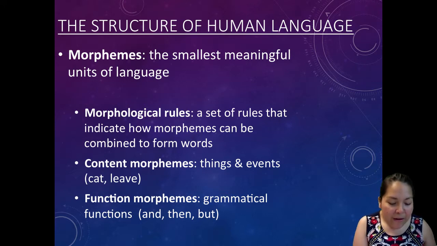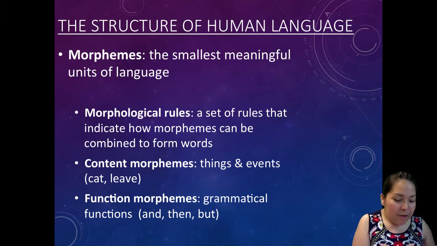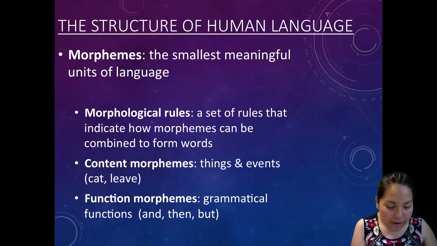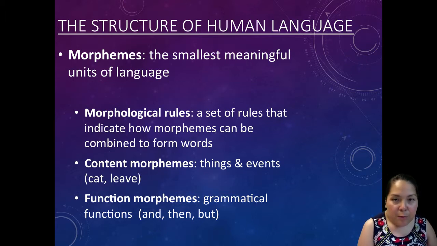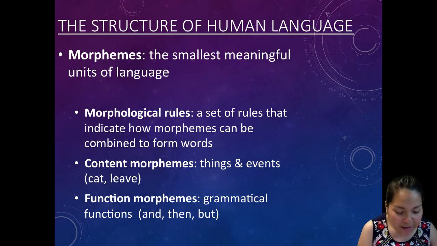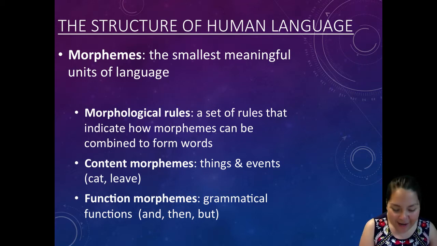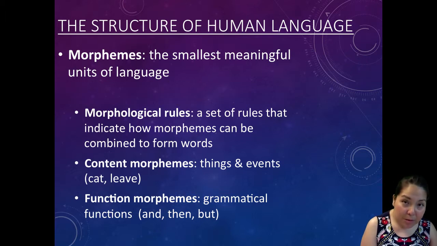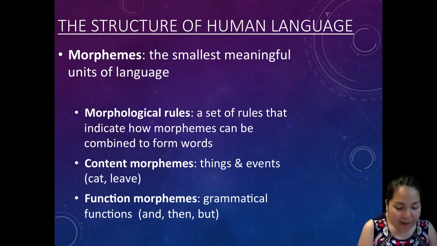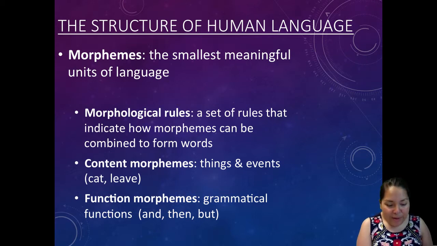So similarly, all languages have grammar rules that generally fall into two categories: rules of morphology and rules of syntax. Some morphemes can stand alone as words like cat or dog. When we talk about content morphemes, these are items or descriptors like cat and leave, whereas function morphemes serve to provide conjunctions or indicate time, so when something happens.